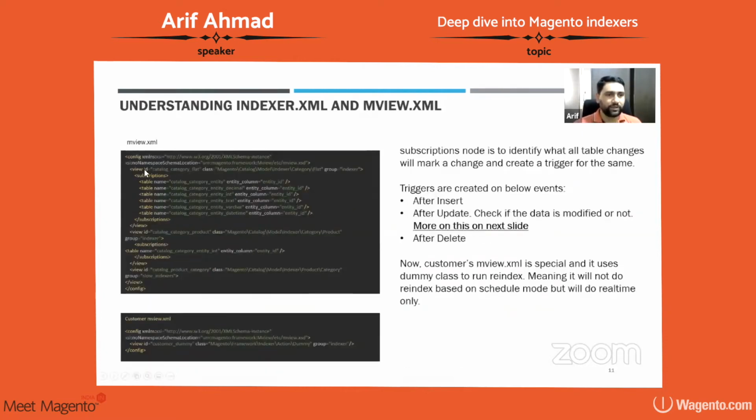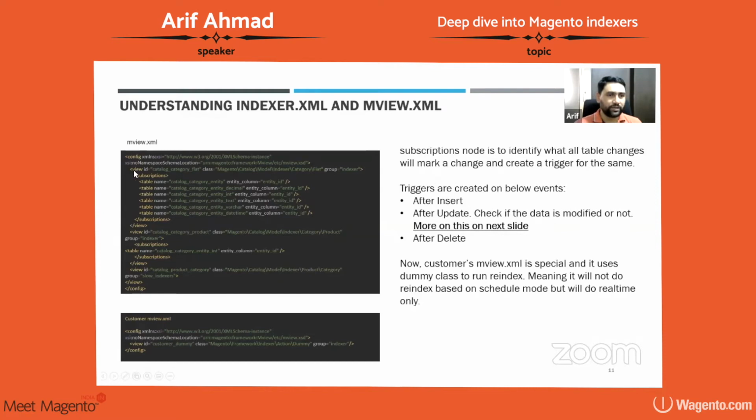mview.xml. Now this view ID, again, as I mentioned, has to be the same as we defined in the indexer XML. We have a class which is going to do the actual index, and the group is going to be indexer. This subscription is quite important here.